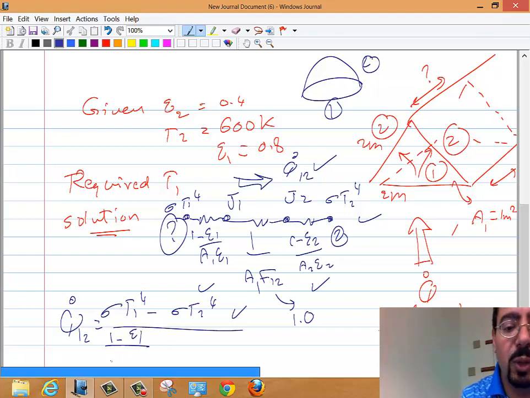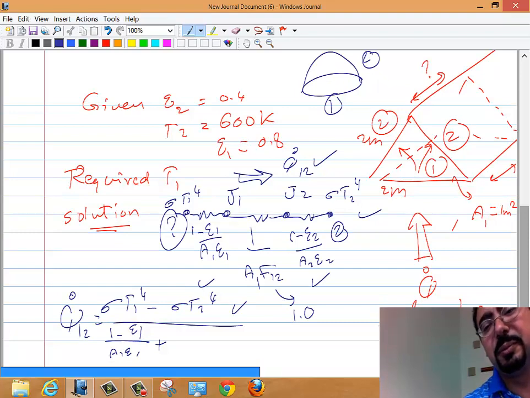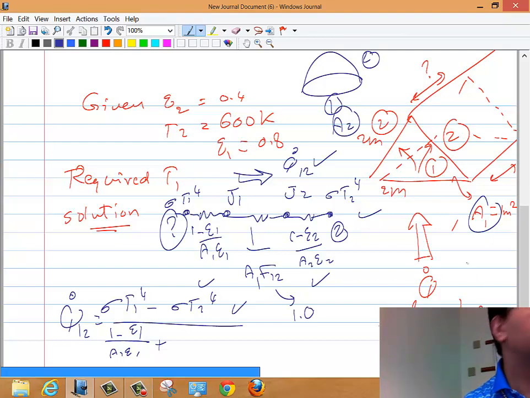1 minus epsilon 1 over area 1, epsilon 1. That's excellent. So we can actually cancel the A's later or take them out. Are they the same? Not really. And then A2 is the same? You're getting 800 watts. Area 1 and area 2, what do you think is the relation of area 2 to area 1? Twice as much. So area 2 is twice area 1. So if we assume area 1 to be 1, then area 2 will end up being 2.